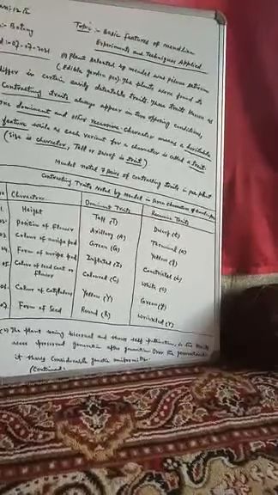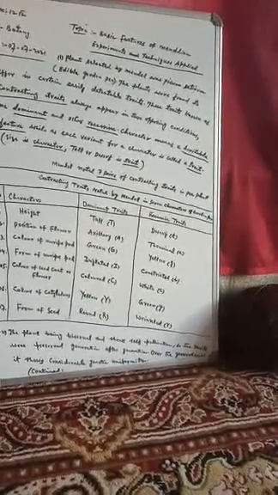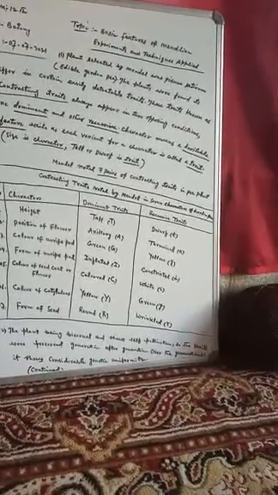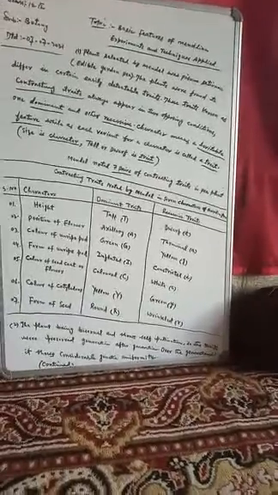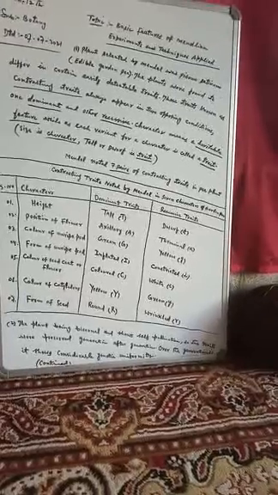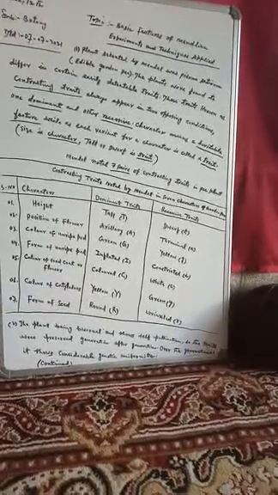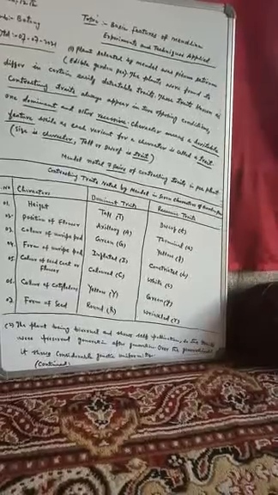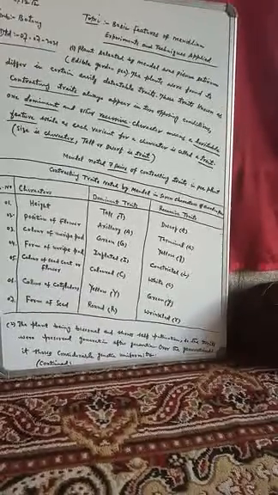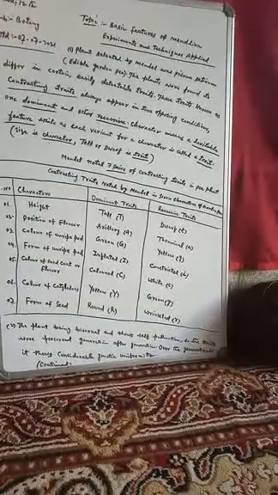The fifth character is the color of seed coat or flower. The dominant trait is colored and is shown by capital C. In the recessive trait column, we can write white, that is the small c. The sixth character is the color of cotyledons. The dominant trait is yellow, shown by capital Y. The recessive trait is green and is shown by small y.